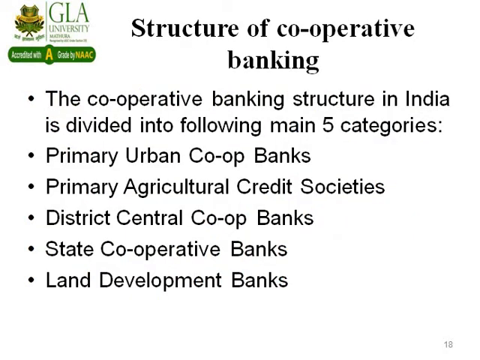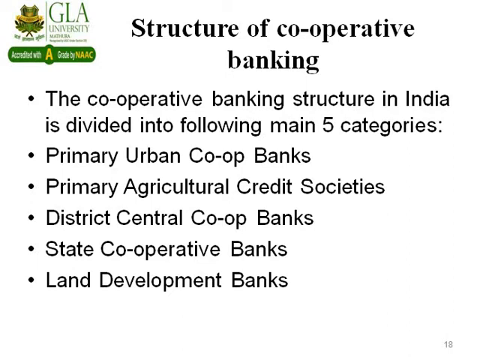So, if we see the structure of the cooperative banking system, in order to have a comparative view, we have seen the structure of commercial banking, in which we have the public sector banks, private sector banks, regional rural banks, and the foreign banks. But the cooperative banking structure is divided into the following five main categories, if we go by the literature: primary urban cooperative banks, then primary agricultural credit societies, then at the district level we have district central cooperative banks, at the state level we have state cooperative banks, and the last one is land development banks. So, this is all about the structure of cooperative banking.